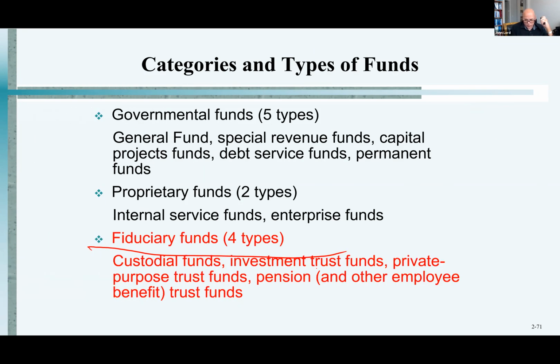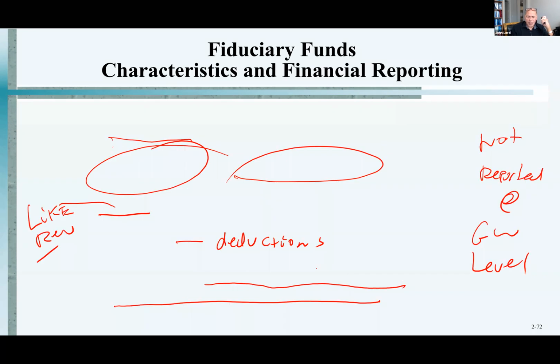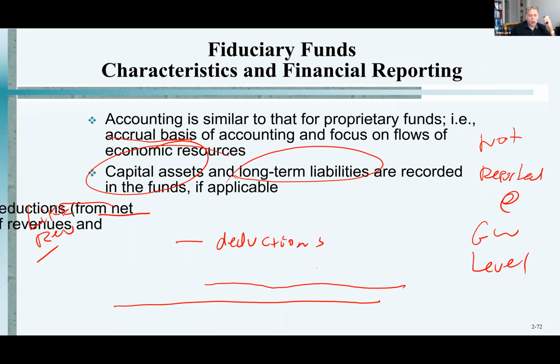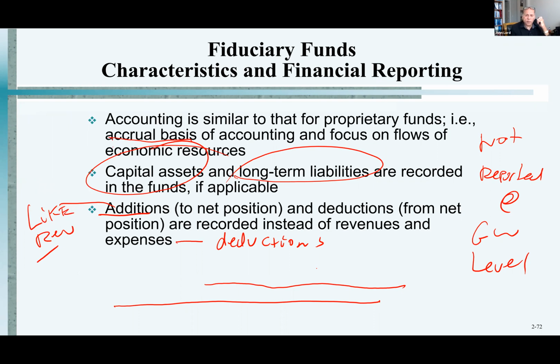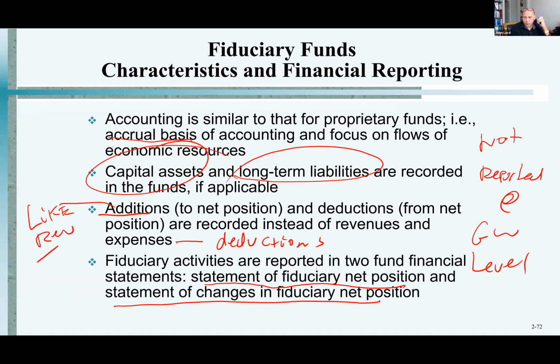How about our fiduciary funds? All I want you to understand right now is that we have the fiduciary fund category: custodial funds, investment trust funds, private purpose trust fund, pension trust fund. Okay, and so that's going to give us KIP as our mnemonic. On our statements, we have additions and we have deductions. Additions are like our revenues, deductions are like our expenses. Remember, we do not consolidate the fiduciary funds at the government-wide level.